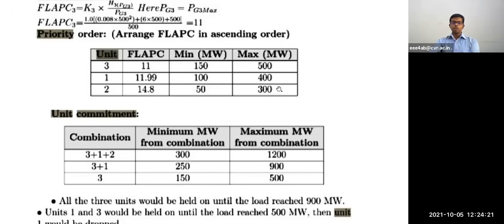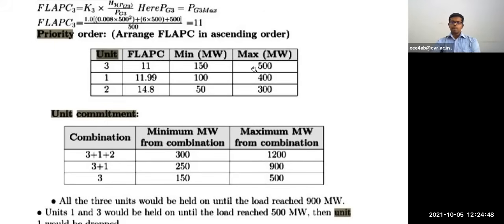Which two generating units should you switch on? If you switch on 3 and 2, it is coming only 800 megawatt, because you can't satisfy the demand. Okay, only if you want to generate 900 megawatt, you should choose this combination, 3 and 1, so that the maximum megawatt you can satisfy.